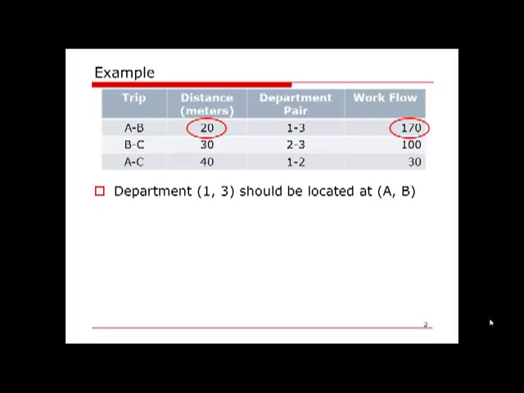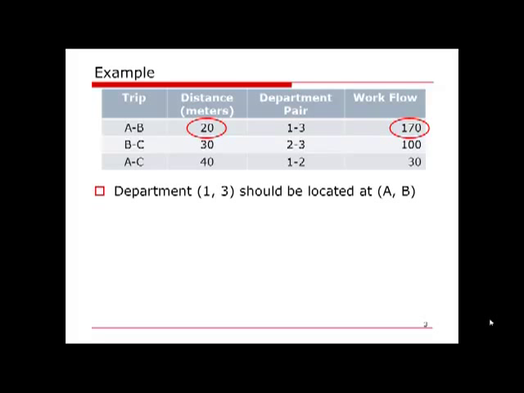Now, if we allocate them at locations A and B, the total transportation distance will be 20 times 170. Of course, this will be the lowest. If we allocated these two departments to B and C, or A and C, then the travel distance will be much, much higher.